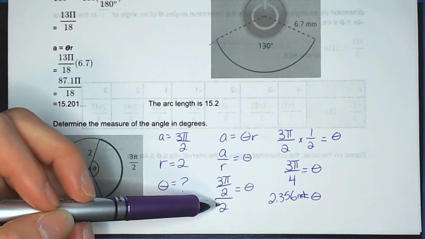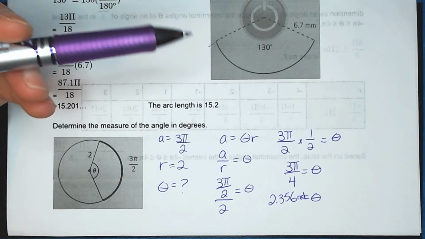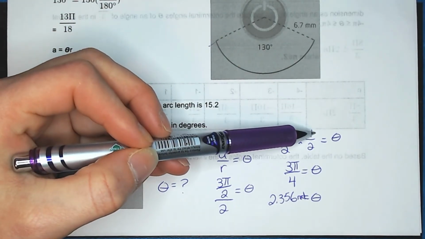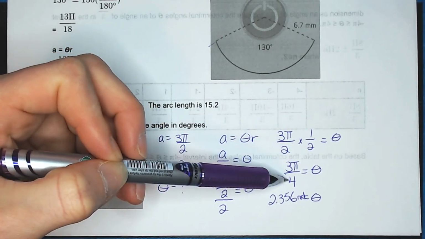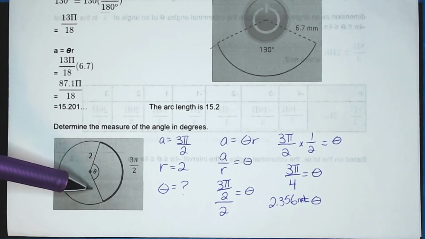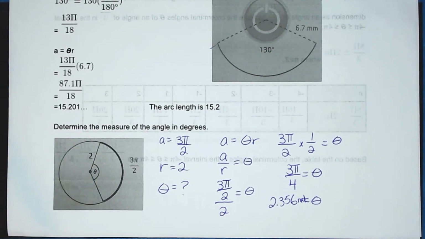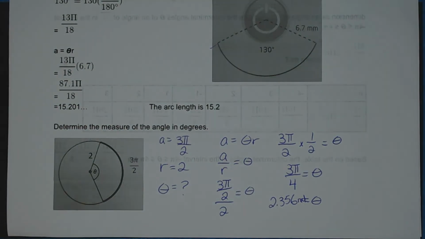So the reciprocal of 2 is 1/2. Okay, dividing by 2 is the same as multiplying by 1/2. And then you just multiply across the top. 3 pi times 1, 3 pi, and 2 times 2 is 4, which is equal to theta. So this angle is equal to 3 pi over 4, or approximately 2.356 rads.